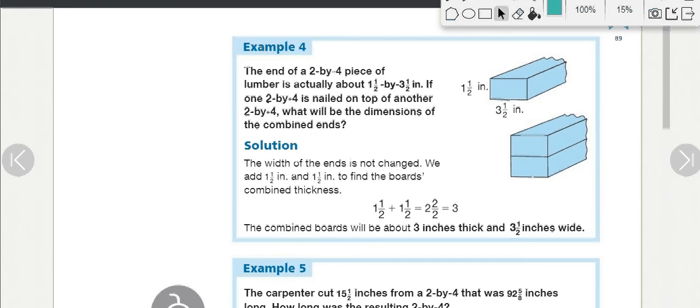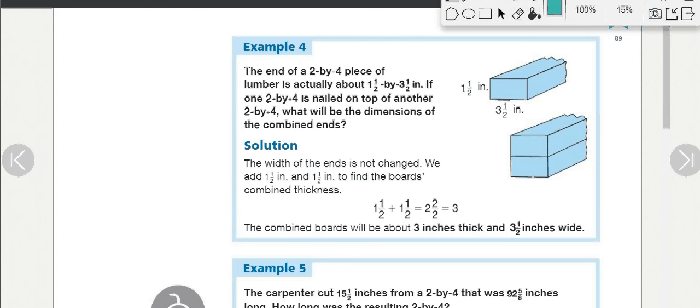Here's an addition word problem. The end of a 2x4 piece of lumber is actually like a 1 1/2 by 3 1/2. What are we talking about? We're talking about 2x4, 2 height, 4 width. But really, it's not exactly 2. It's really a mixed number, 1 1/2 by 3 and 1/2.